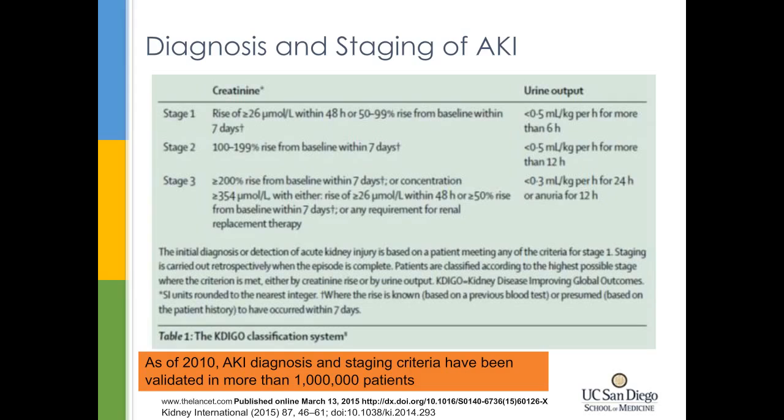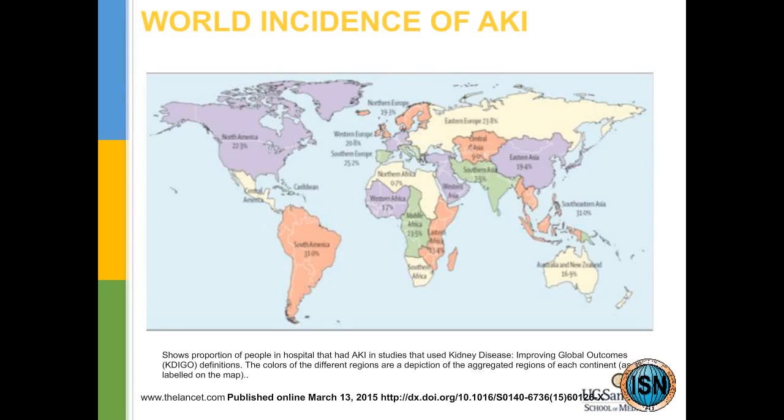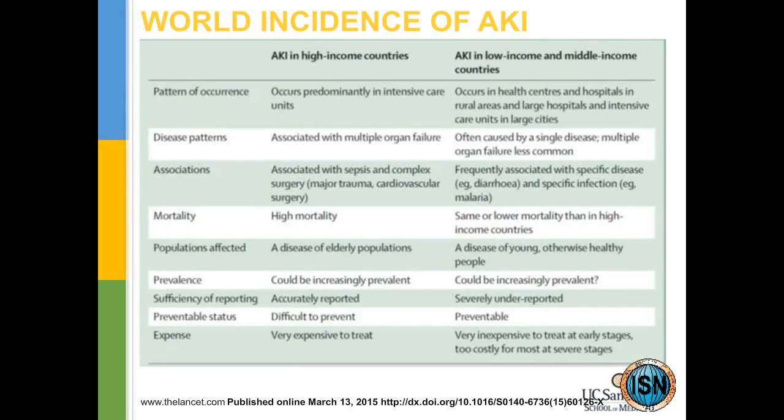And these staging criteria have been validated in over a million patients in multiple publications. In fact, in a publication we made in The Lancet last year, they demonstrated that across the world there is a significant burden of acute kidney injury. As you can see, even in remote parts of Africa, you have almost a 23% incidence of acute kidney injury from the literature. What this has reflected is that you have a difference between the high-income countries and low-income countries, but the manifestation overall is quite similar.